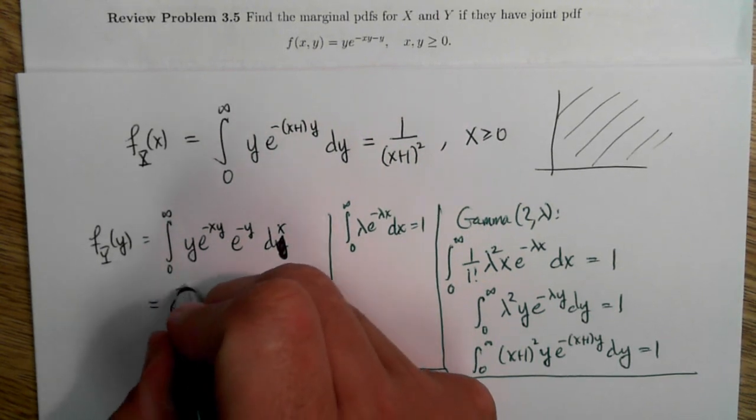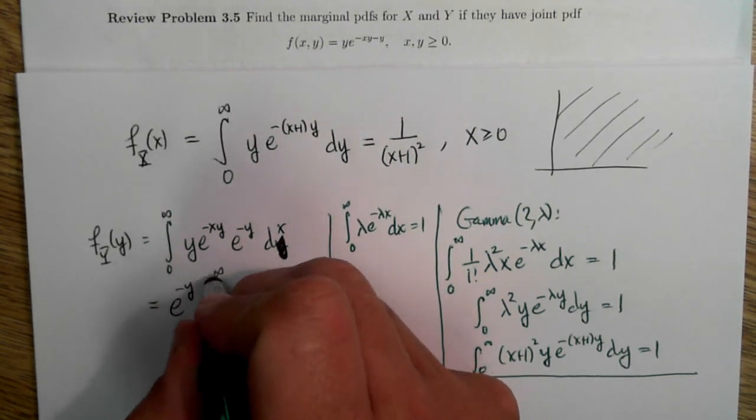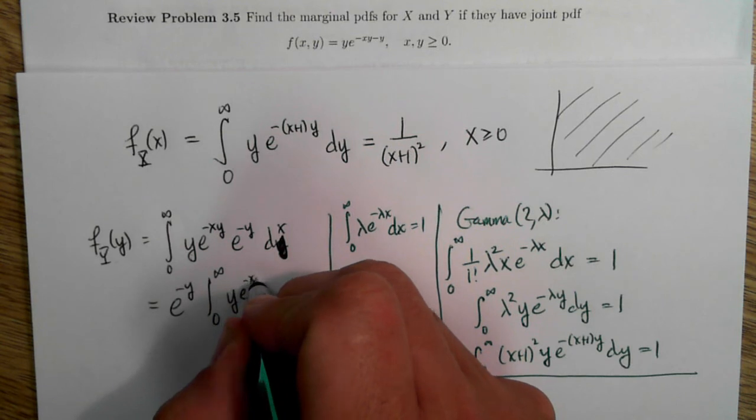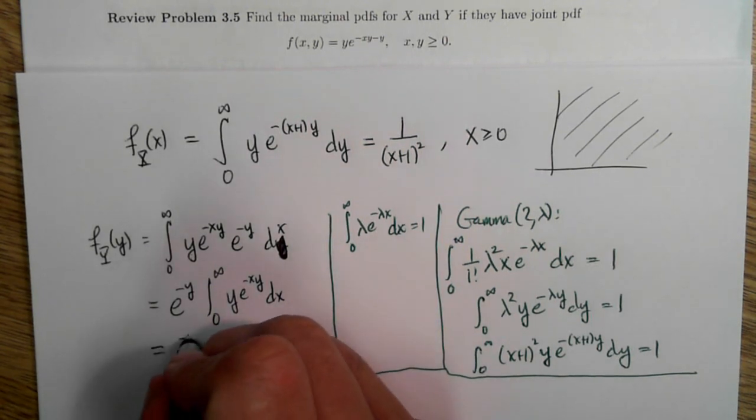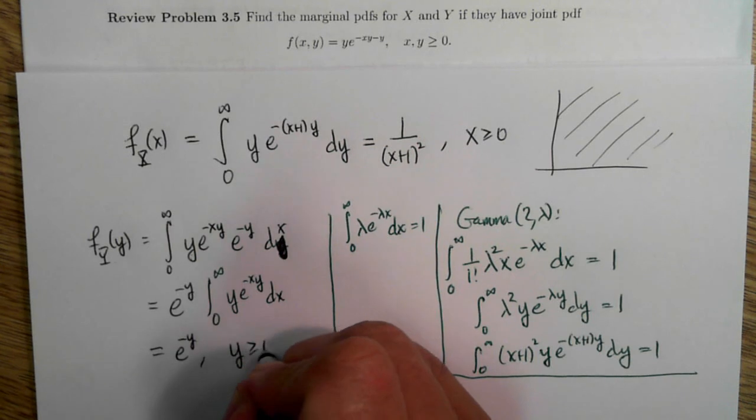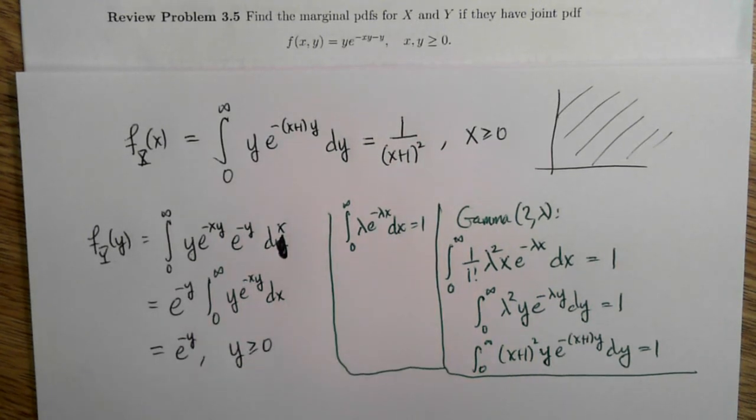So this is e to the minus y times the integral of a PDF, the PDF of an exponential distribution with parameter y as opposed to parameter x. And so this will be equal to simply e to the minus y, where y is greater than or equal to 0. So that is the marginal density for y for this joint PDF.